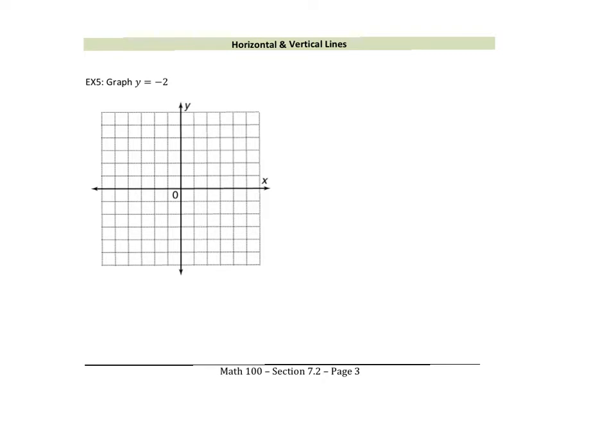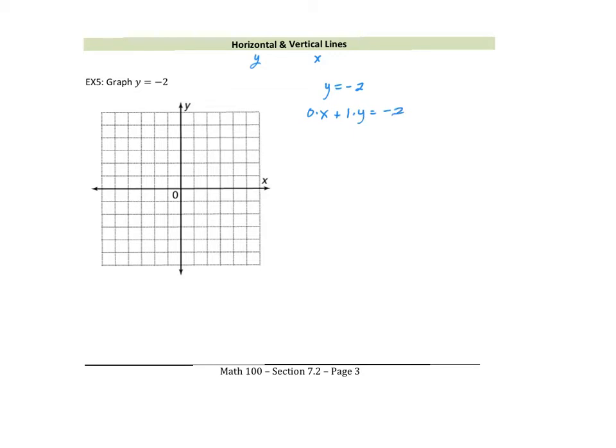So the horizontal line only has a y value in the equation. Vertical lines only have an x value in the equation. Example 5, we want to graph y is equal to -2. I notice that there's only a y value in that equation. Now, in the beginning, I said that linear equations are of the form ax plus by is equal to c. So if you look at y is equal to -2, can I write it in that form? Absolutely. 0 times x plus 1 times y is equal to -2.